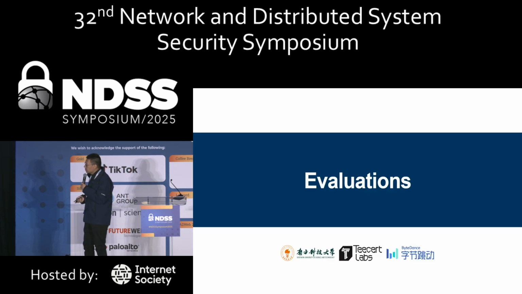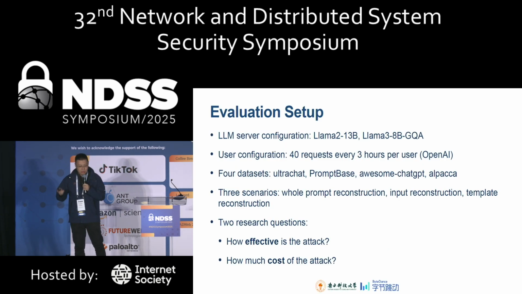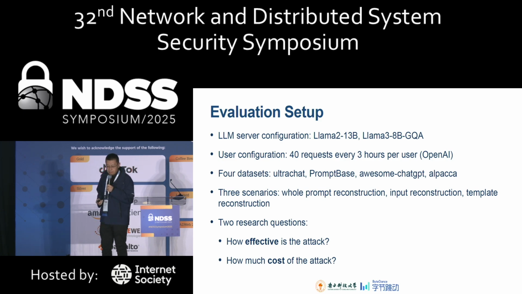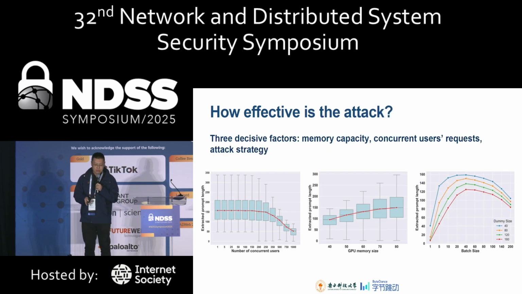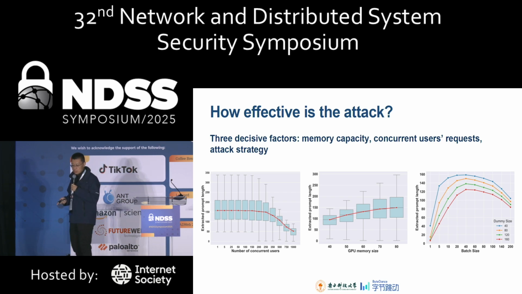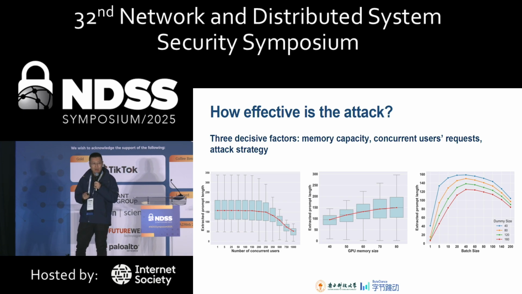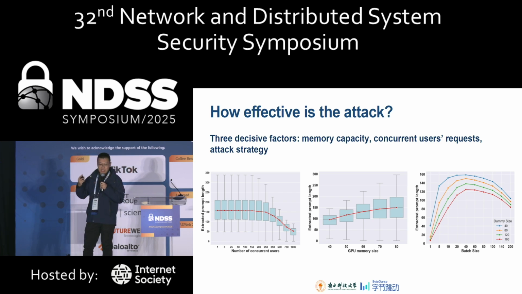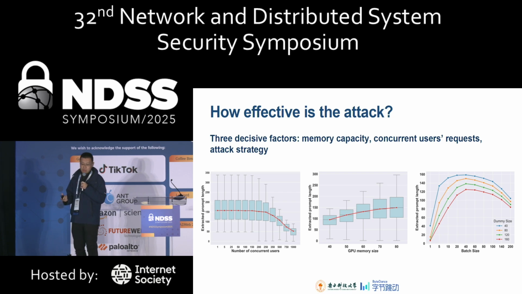Well, this is our evaluation. We did try to make our evaluation more comprehensive, but in a nutshell, we try to answer 2 research questions. The first one is how effective is the attack? We identified 3 key factors that can affect the effectiveness of this attack. One is the capacity of the GPU memory. Of course, the bigger the GPU size, the more likely the attacker is able to extract the full prompt, and also the number of concurrent user requests.